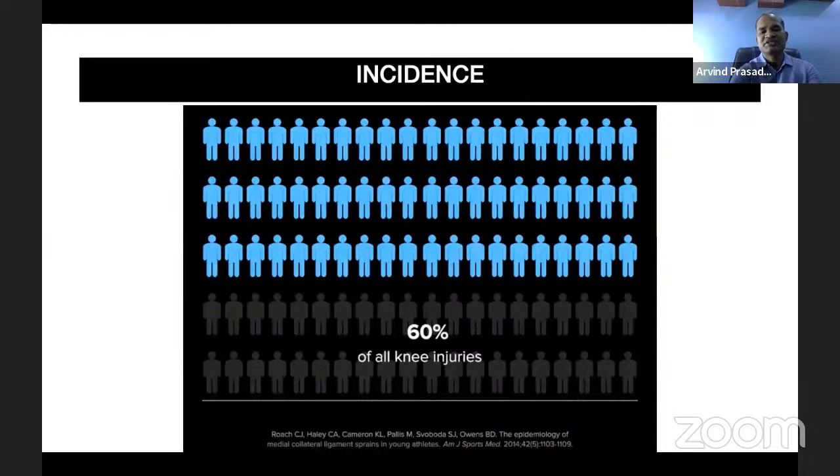So about the incidence of MCL injury, it is almost 60% of all knee injuries. So MCL is the ligament which is torn maximally in comparison to all the ligaments or menisci around the knee joint. So almost 60% of knee injuries are because of MCL injury, but mostly they get healed. That's why they are mostly not documented.